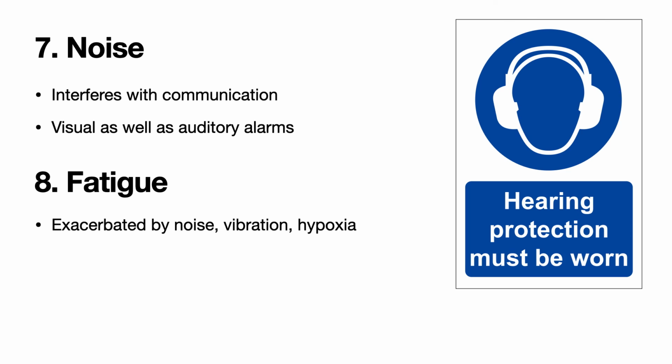Now, the final two physiological effects we get with transport are related to noise, and obviously the engine noise and the noise in the helicopter and the fixed wing interferes with our communication. And it's also why we have visual as well as auditory alarms on all of our equipment, and why we have to wear ear protection in our helicopter and our fixed wing, because long exposure to these sorts of noise levels can cause short-term and long-term hearing loss.